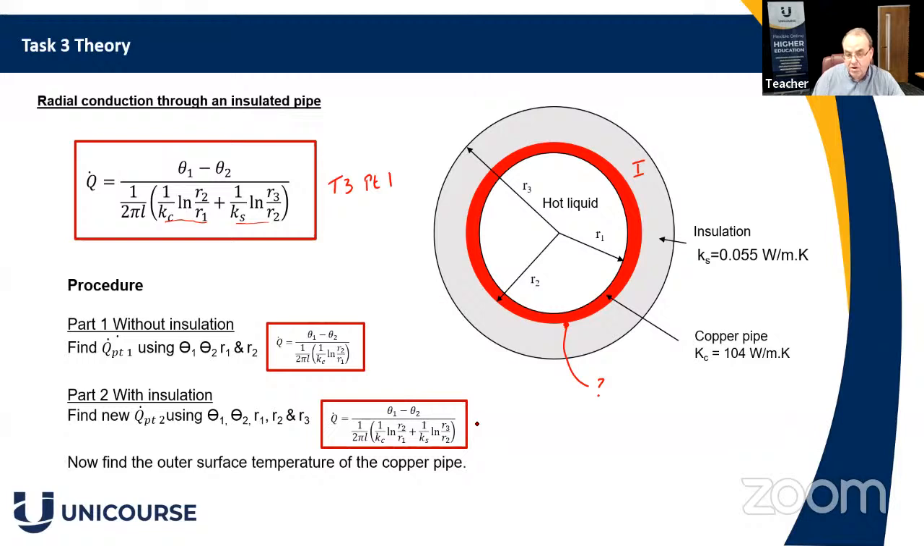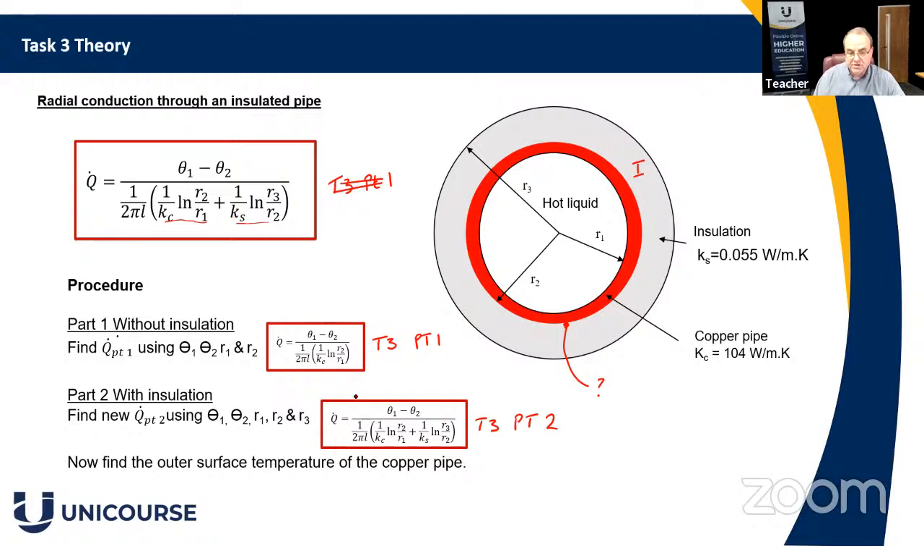So this is for task 3, part 2, and this is for task 3, part 1. We'll just cross that little bit off so it doesn't cause confusion. So they're the 2 versions of the above equation you've got to use. Remember, in the first bit, it doesn't have any insulation on it, so that term wouldn't exist.